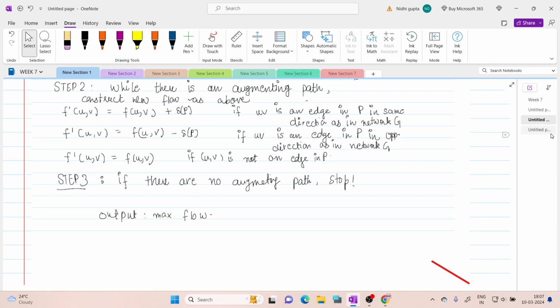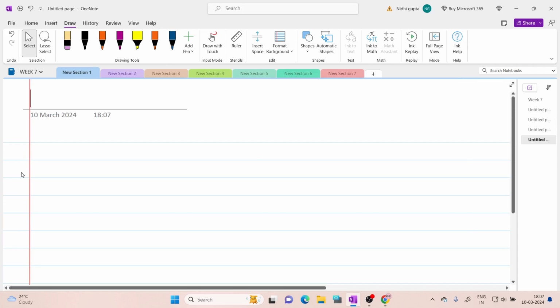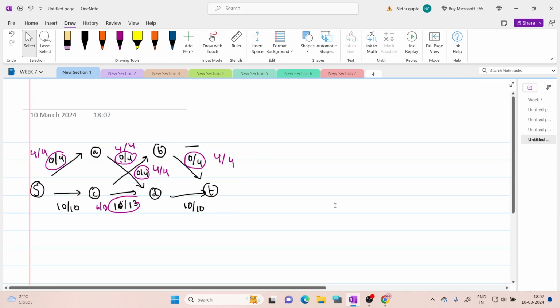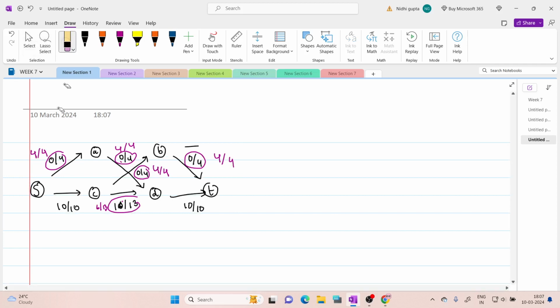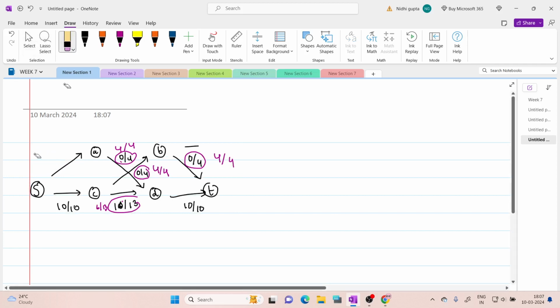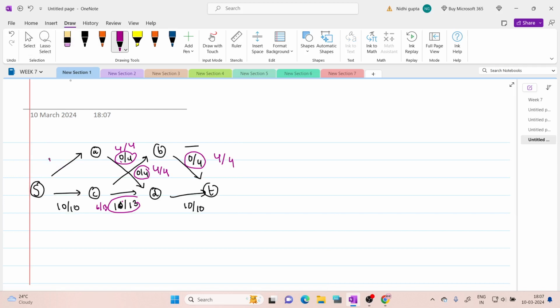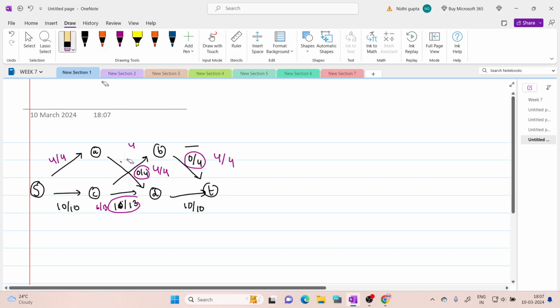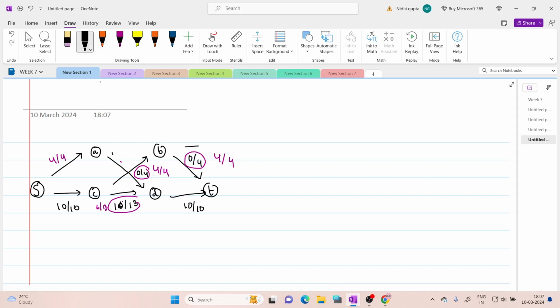we'll construct a residual flow. So for neatness, this is the new flow, 4 by 4, 4 by 4.